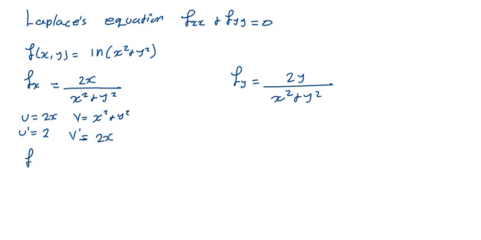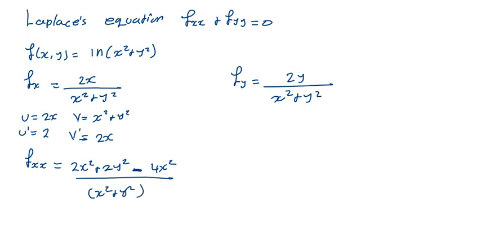Now my second partial derivative of that first partial derivative will be equal to u prime multiplied by v, which is going to be 2 times (x squared plus y squared), minus u times v prime, which is going to be 4x squared, divided by v squared, which is simply (x squared plus y squared) squared, like that. Let me try to write it right here. So f_xx, the second partial derivative there.